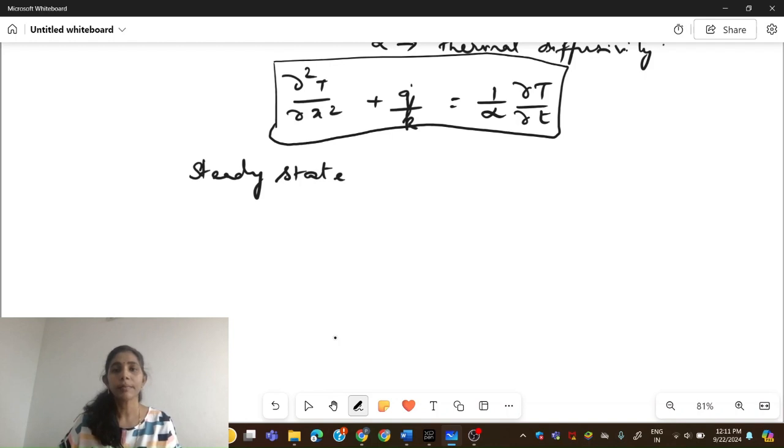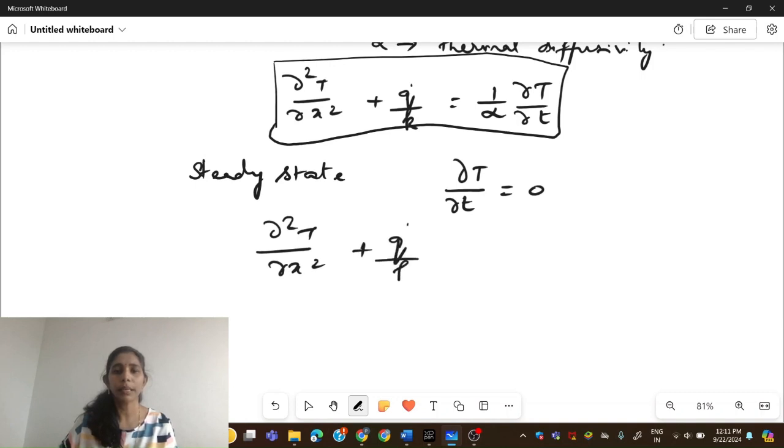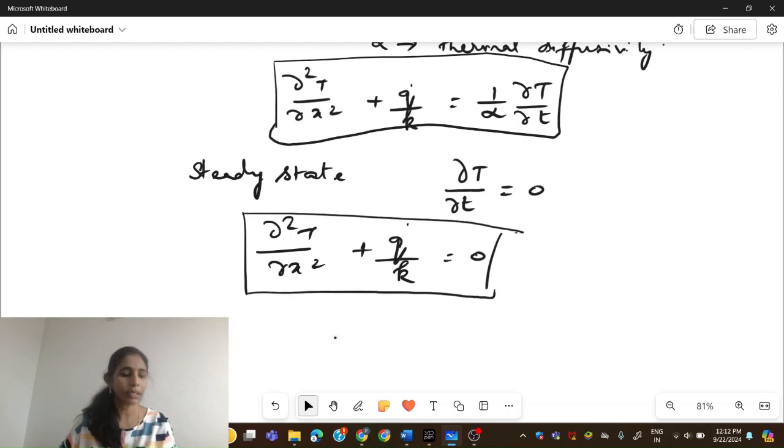So in that case, the term variation of temperature with respect to time will be 0. So I can write dou square T by dou x square plus Q dot by k will be equal to 0. So this is the steady state form of the simple heat conduction equation.